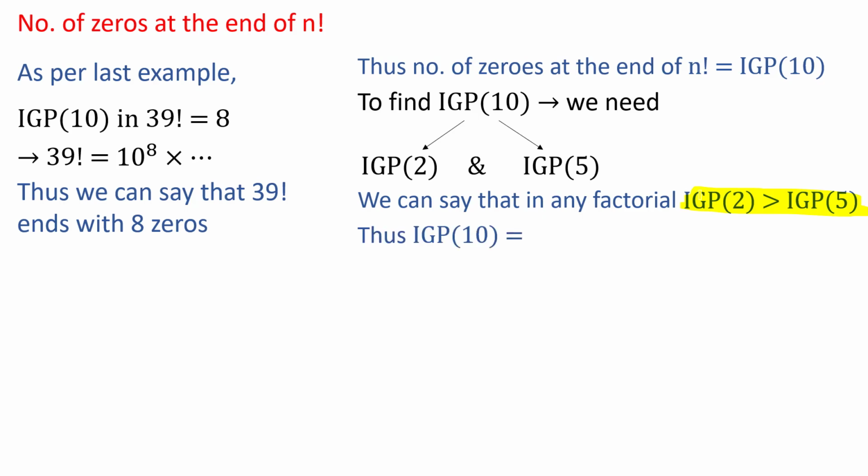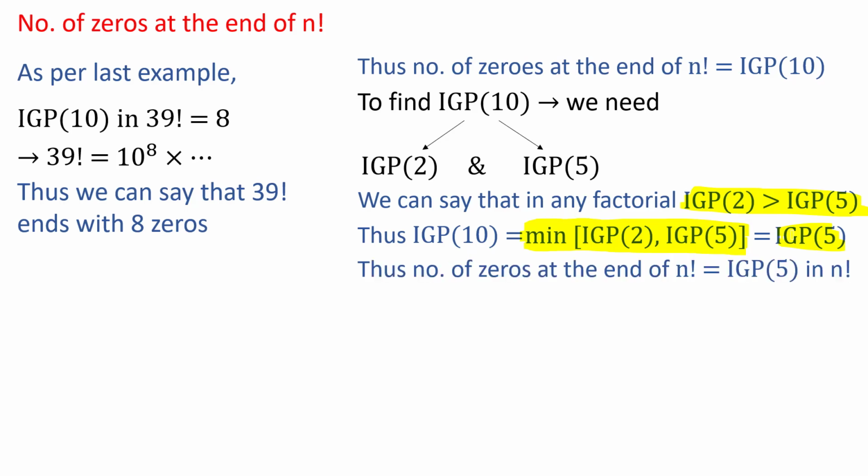Thus IGP of 10 is going to be the minimum of IGP of 2 and IGP of 5. We want to find how many complete pairs of 2 and 5 are there. So whichever number is going to be minimum, that number is going to be our answer. Since IGP of 2 in any factorial is greater than IGP of 5, the minimum of IGP of 2 and IGP of 5 is always going to be IGP of 5. So the number of zeros at the end of any factorial is nothing but IGP of 10, and IGP of 10 is always IGP of 5. So our conclusion is the number of zeros at the end of any factorial is always IGP of 5 in n factorial.